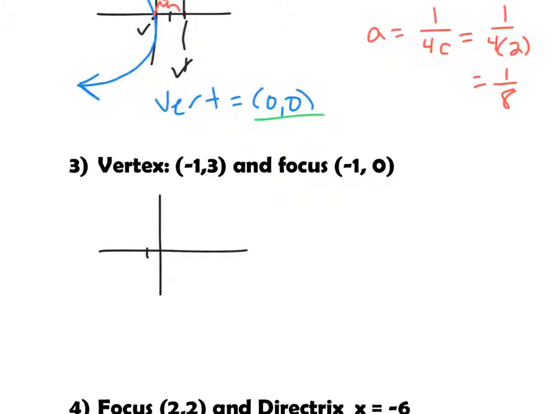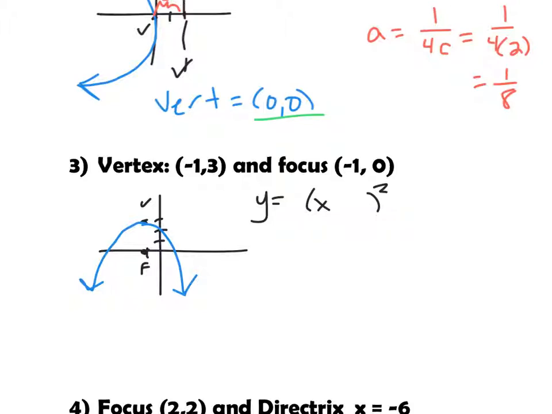Vertex at (-1, 3) and focus at (-1, 0). Okay, so I have my vertex, I have my focus. Okay, the parabola hugs the focus. Focus needs to be on the inside. Okay, so this one is vertical. It's opening down, so that means we're going to have y = something x squared.